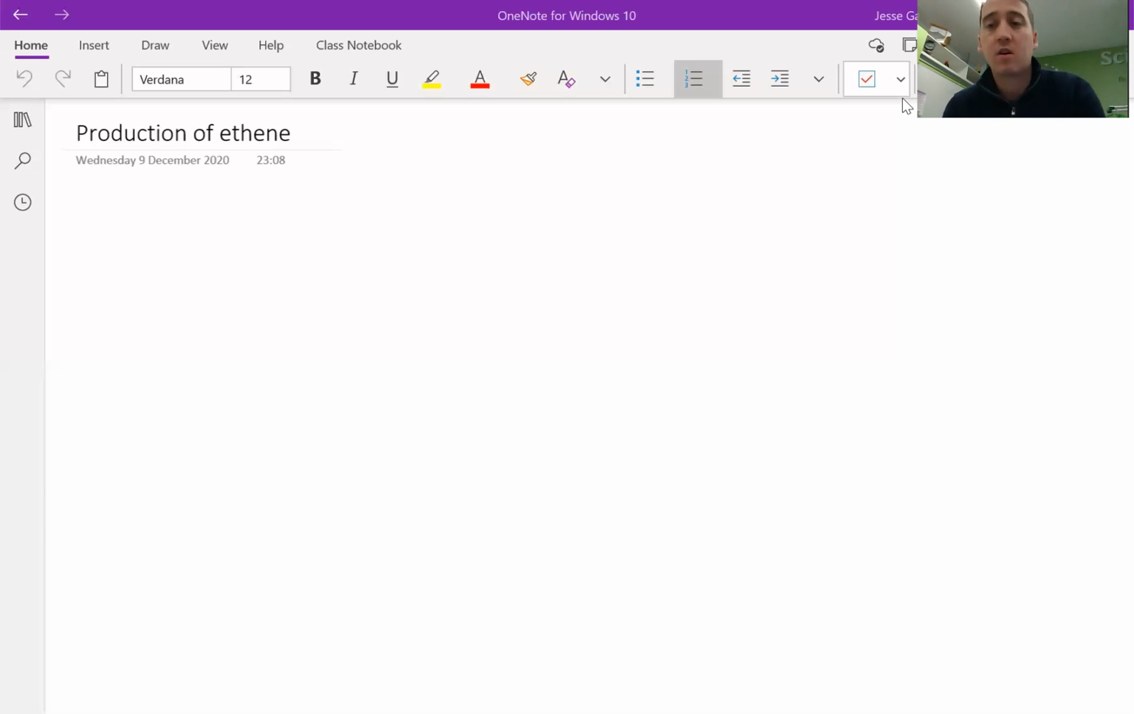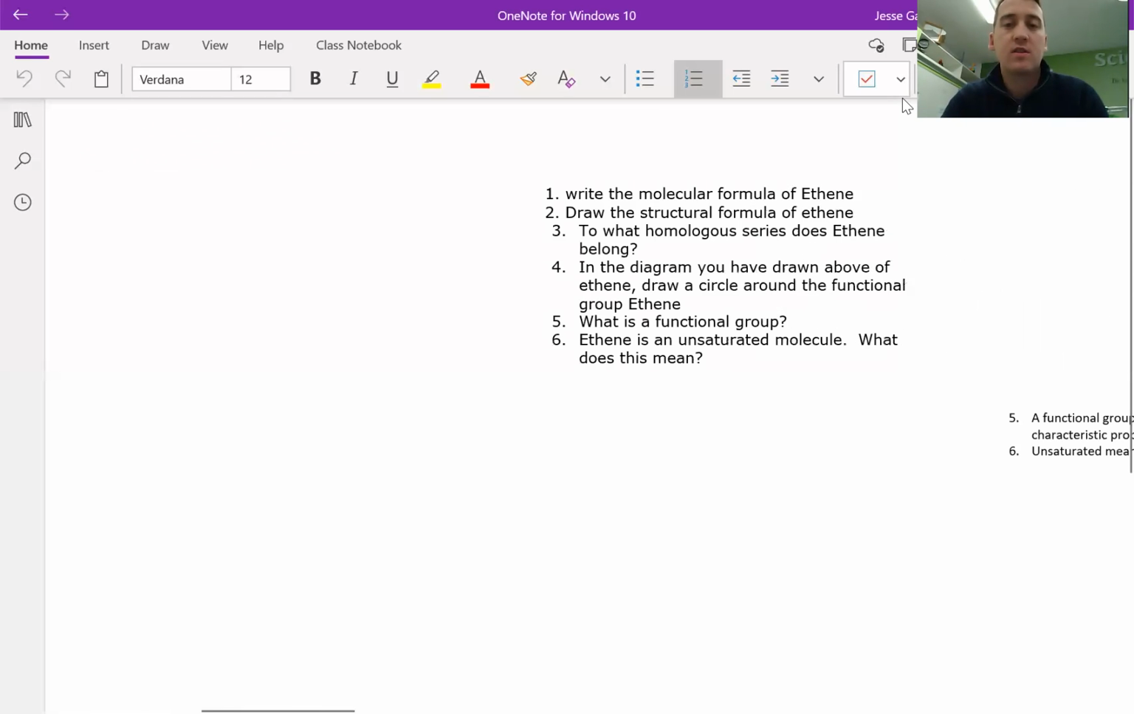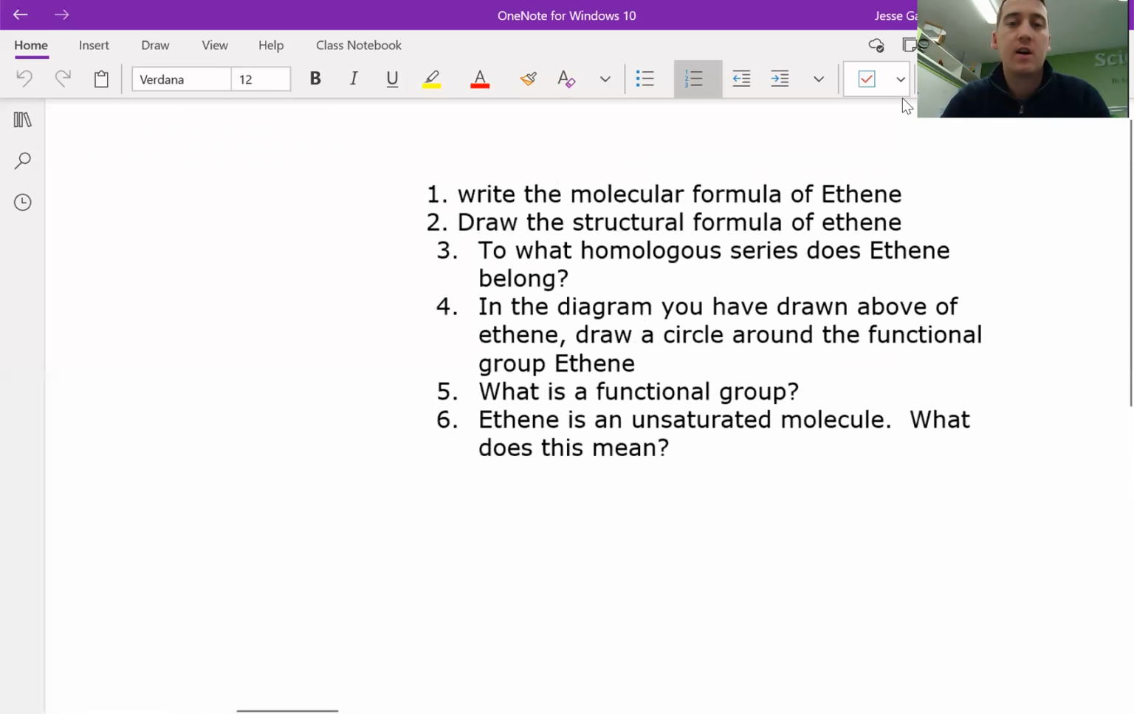Right, so today we're going to be looking at the production, or the making, of ethene and the testing of its properties. Right, so this is the first organic chemistry experiment. So we're going to start off with some quick questions to make sure that you guys understand some of the theory behind the experiment.